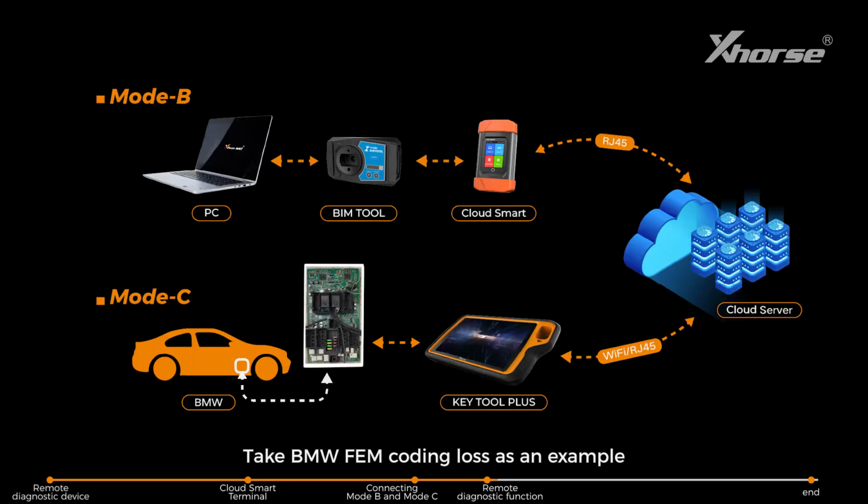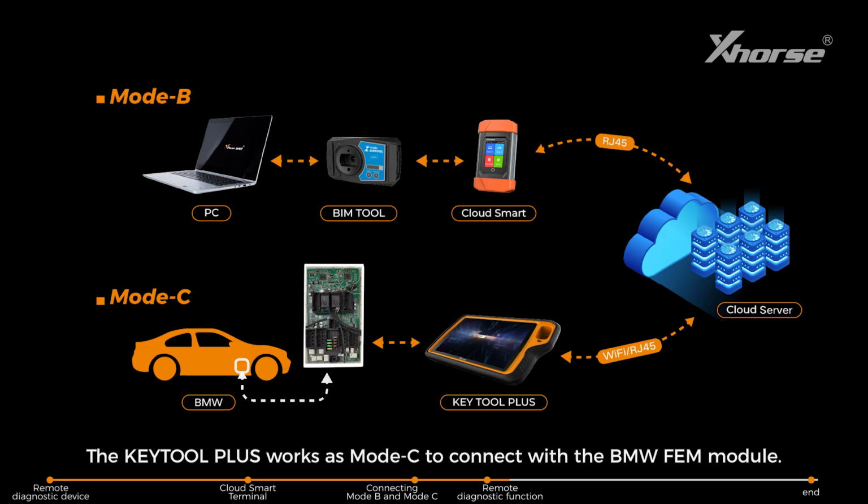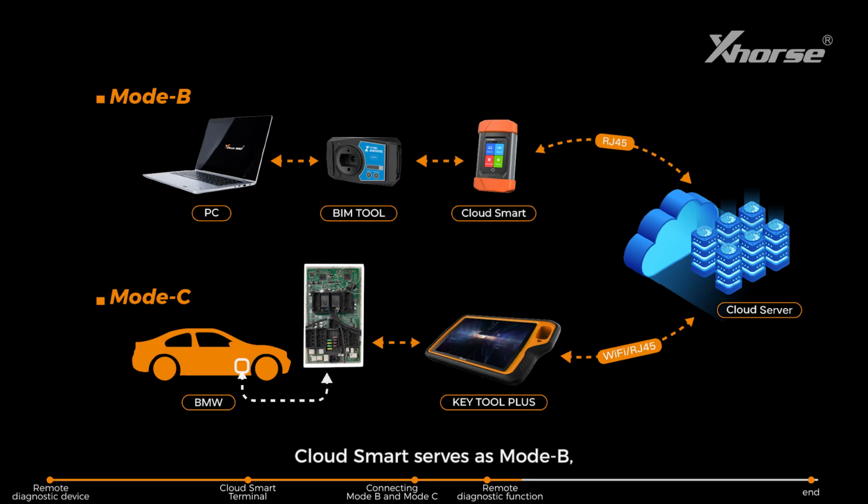Take BMW FEM coding loss as an example. The Key Tool Plus works as Mode C to connect with the BMW FEM module. Cloud Smart serves as Mode B, connecting with BIM tools and the computer. In this way, Xhorse Cloud Smart links Mode B and Mode C together. Mode B can perform remote diagnostics on the vehicle.